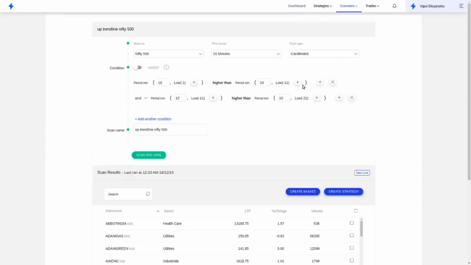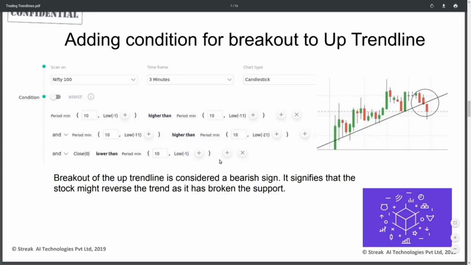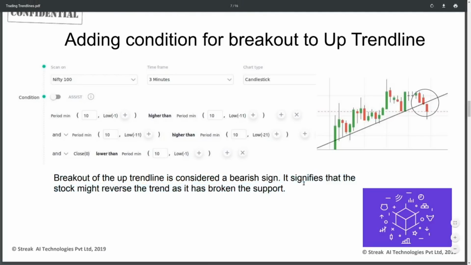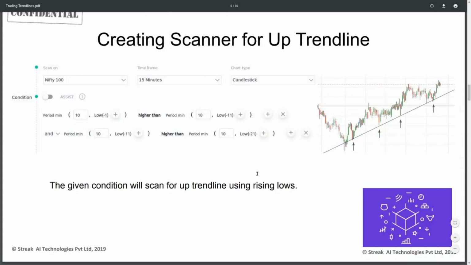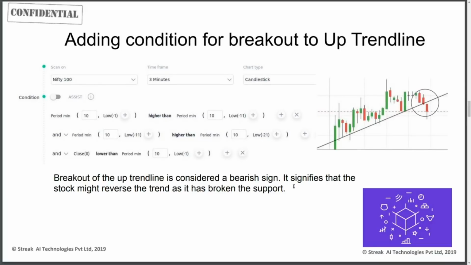Let's move ahead with something called breakout of uptrend line. Here we have shown a bearish breakout. A breakout of an uptrend line is considered a bearish sign. It signifies that the stock might reverse the trend and has broken the support. Because if you remember, we just discussed that trend lines act as support and resistance levels. So in this case, in an uptrend line, because we are using rising lows, it becomes a support level.